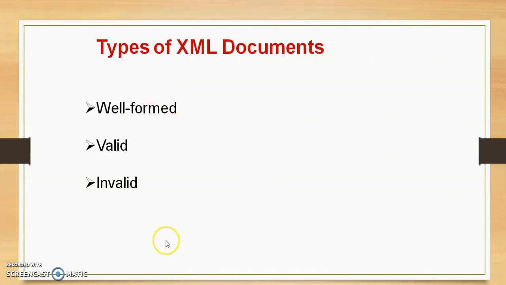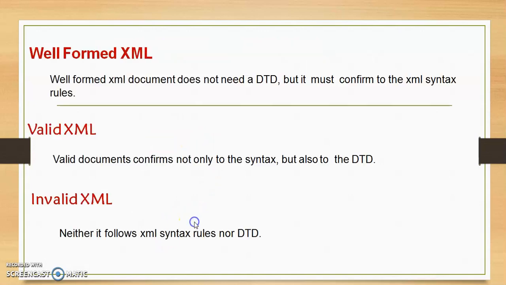So there are three types of XML documents. One is well-formed, the second one is a valid XML document, and the third one is an invalid XML document. What is meant by a well-formed XML document? It does not need a DTD, document type definition, but it must conform to all the XML syntax rules. When it is called a valid XML, the valid documents conform not only to the syntax rules but also to the DTD. Invalid XML neither follows the XML syntax rules nor the DTD syntax. Then it is called an invalid XML.